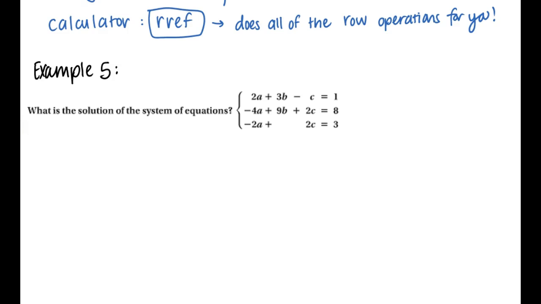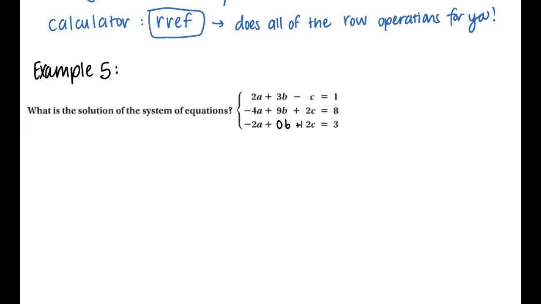In example 5, we have a system of 3 equations, and you can see that the variables are already lined up. There's just one variable missing, so I'm going to put a 0 in that spot. So when we type this into the calculator, there will be a 0 in that position.